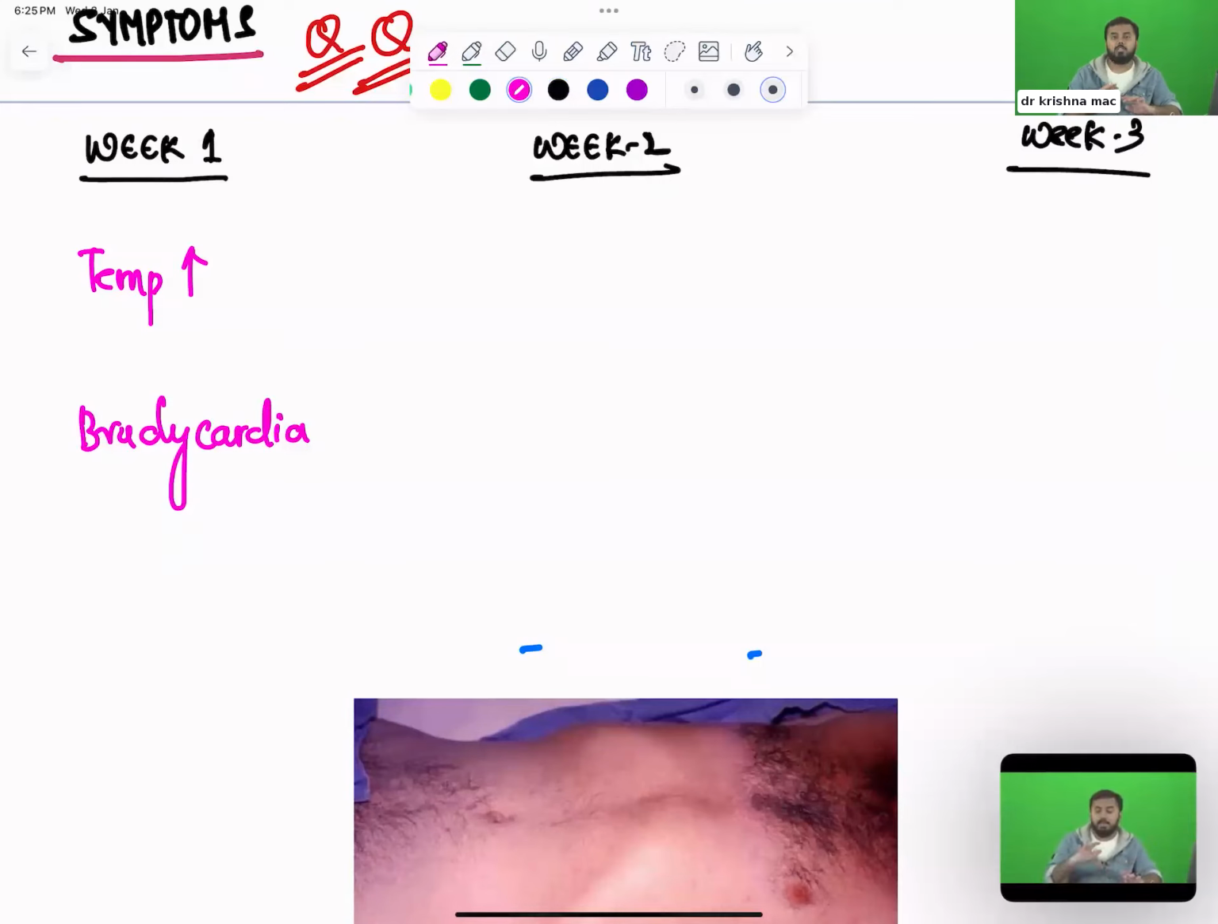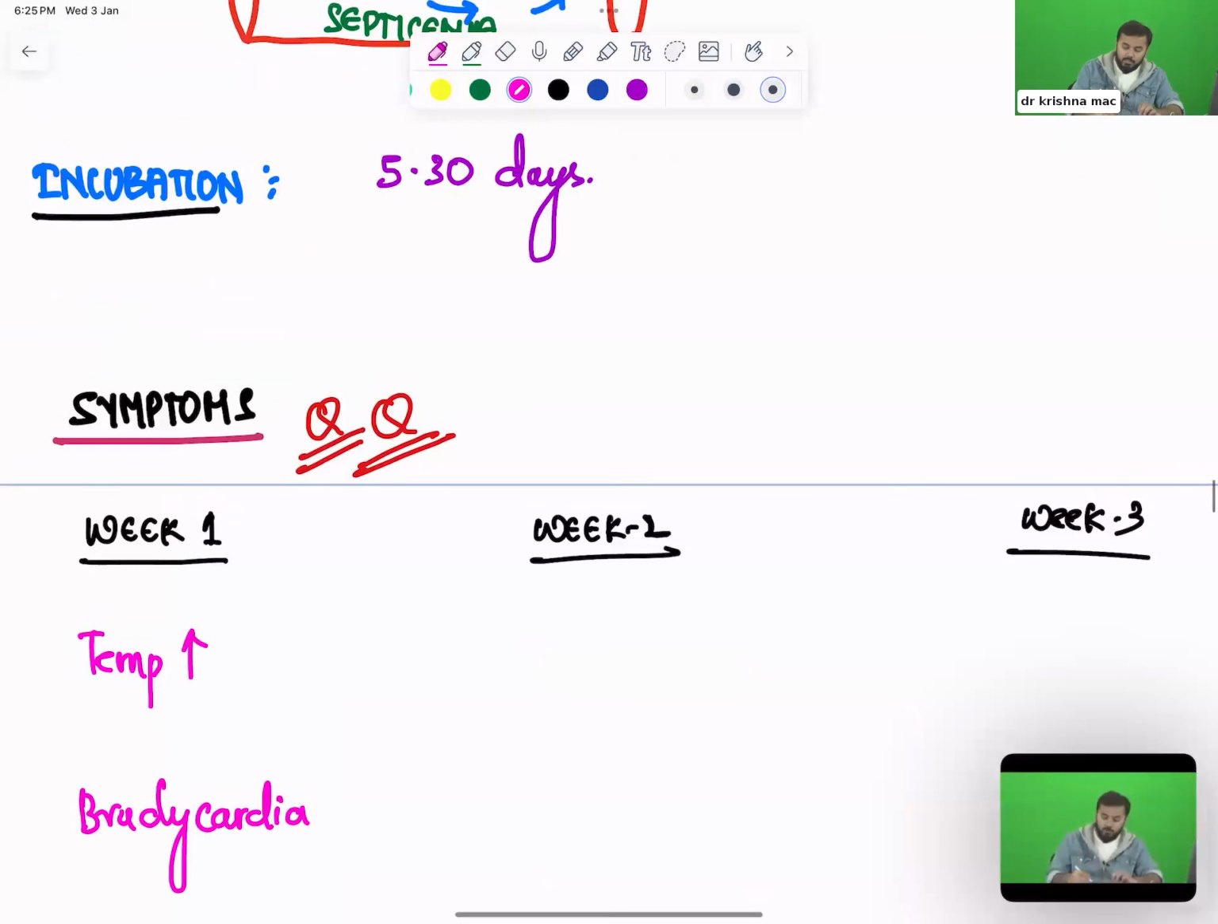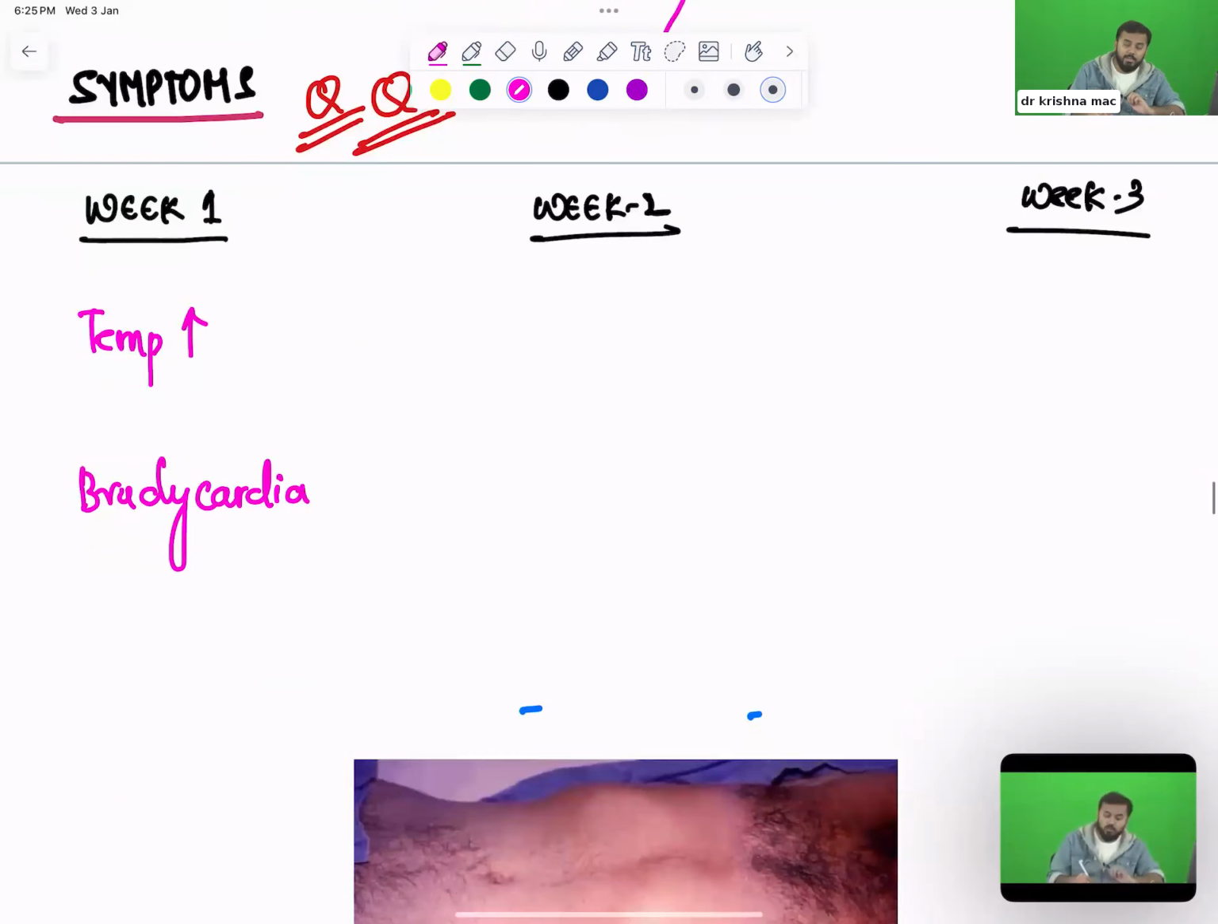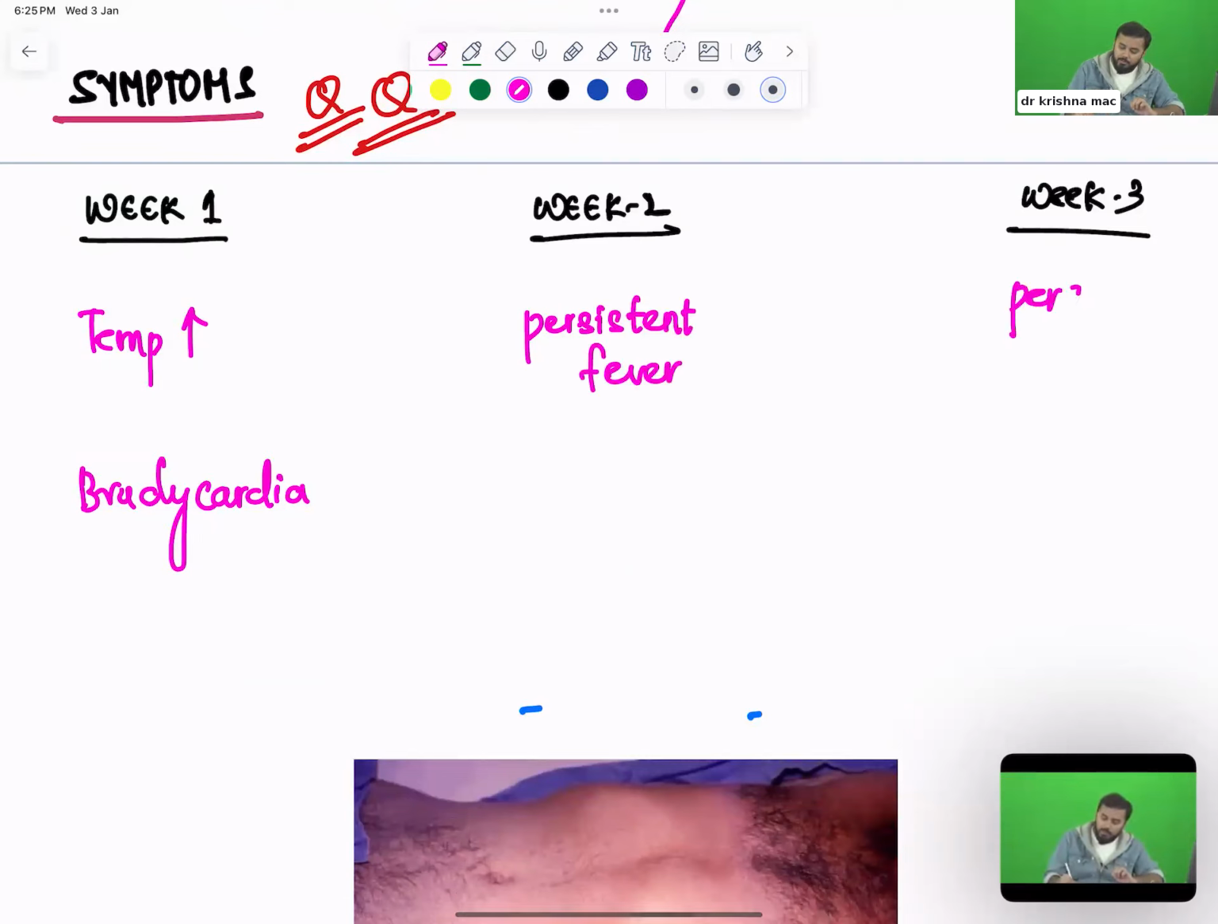Now in the second week, what is happening? Whatever temperature has increased, all of you look here, the temperature has increased like this. Now, whatever temperature has increased will remain the same for week 2 and week 3. It means, what should I write here? Persistent fever. The patient will have persistent fever. Here also the patient will have persistent fever.